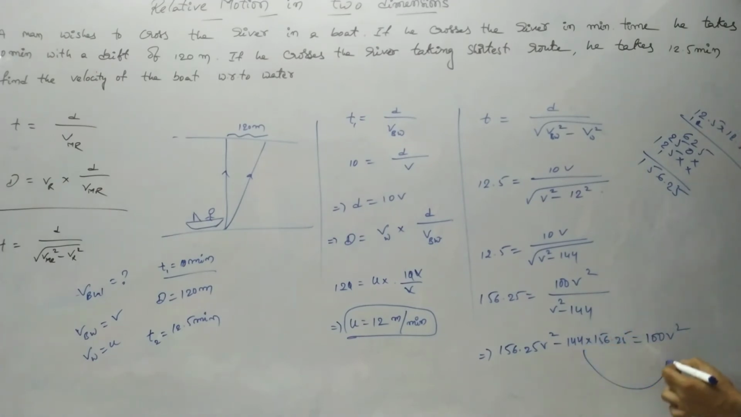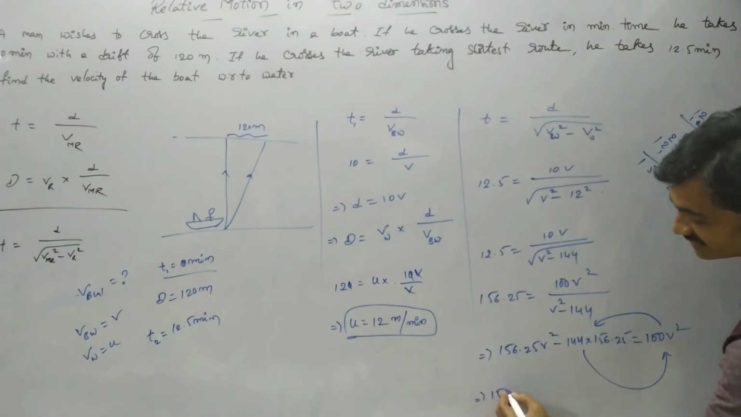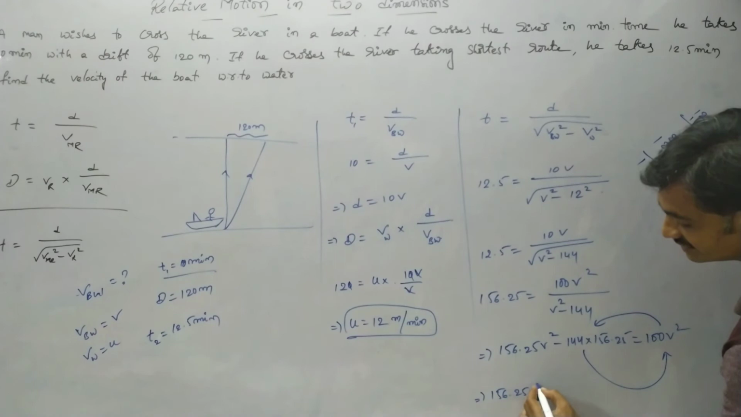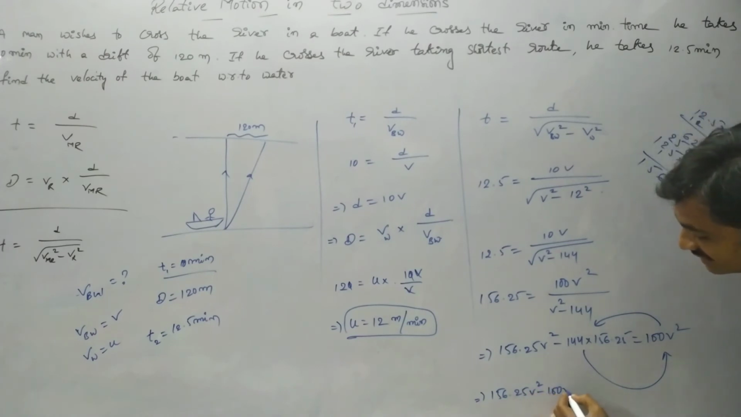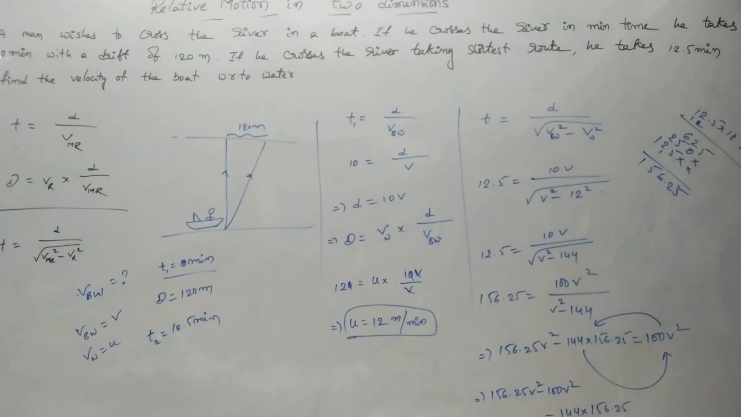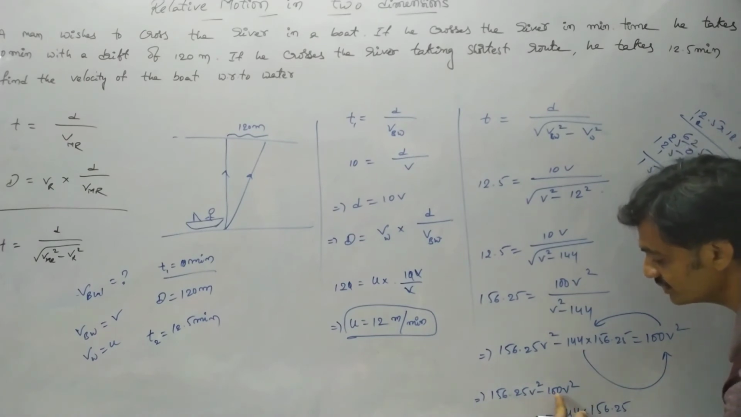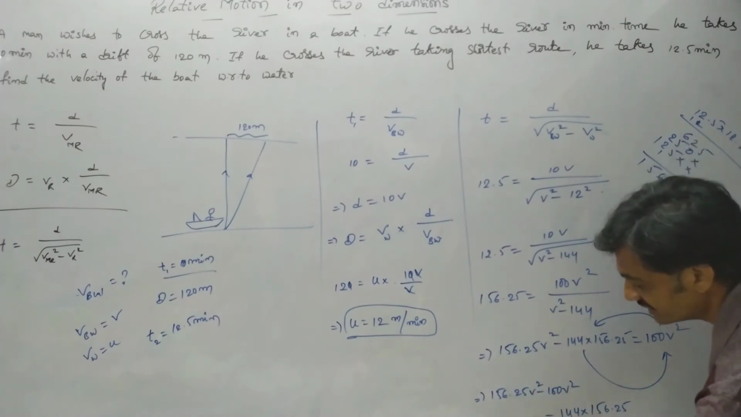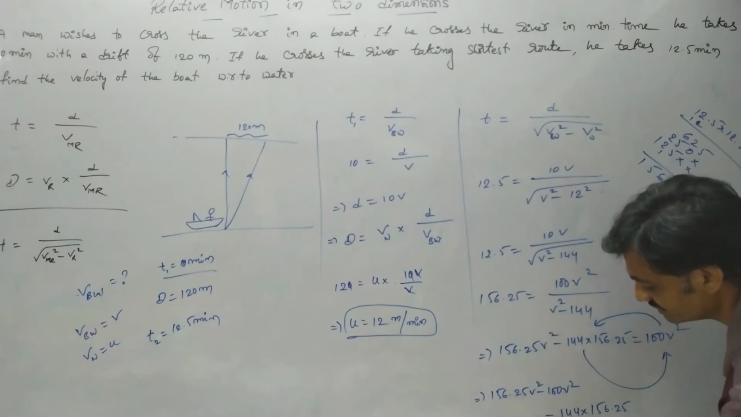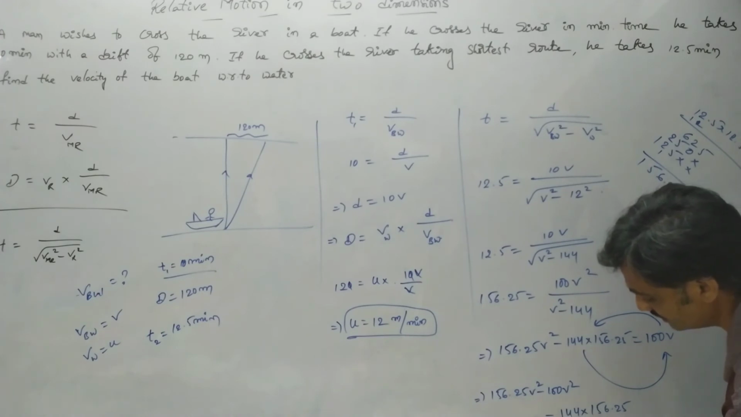So send this term towards this side and bring this term towards this side. Then we have 156.25 v square minus 100 v square is equal to 144 into 156.25. Next observe that 156.25 minus 100, so here we get 56.25 v square is equal to 144 into 156.25.